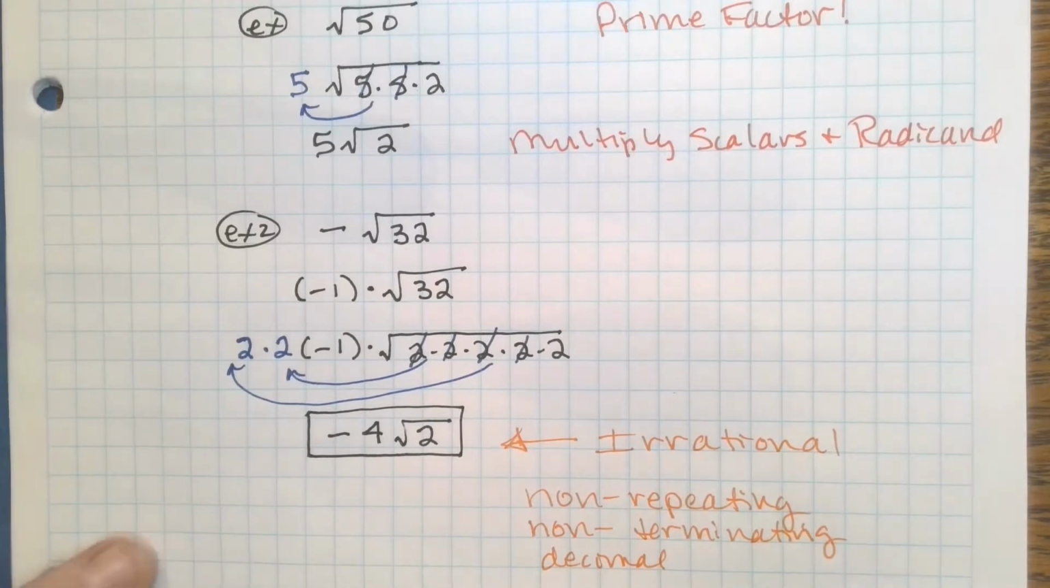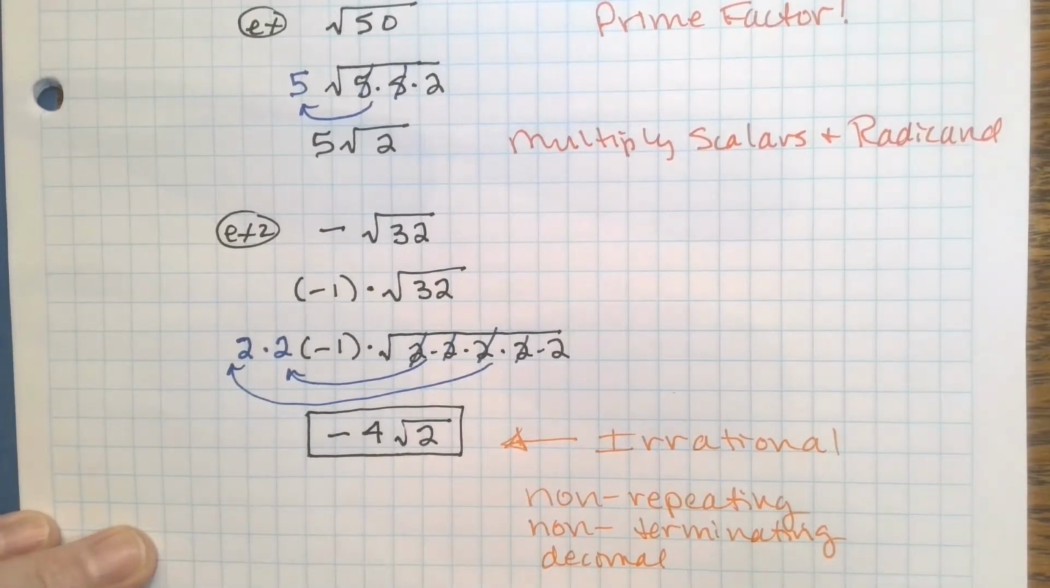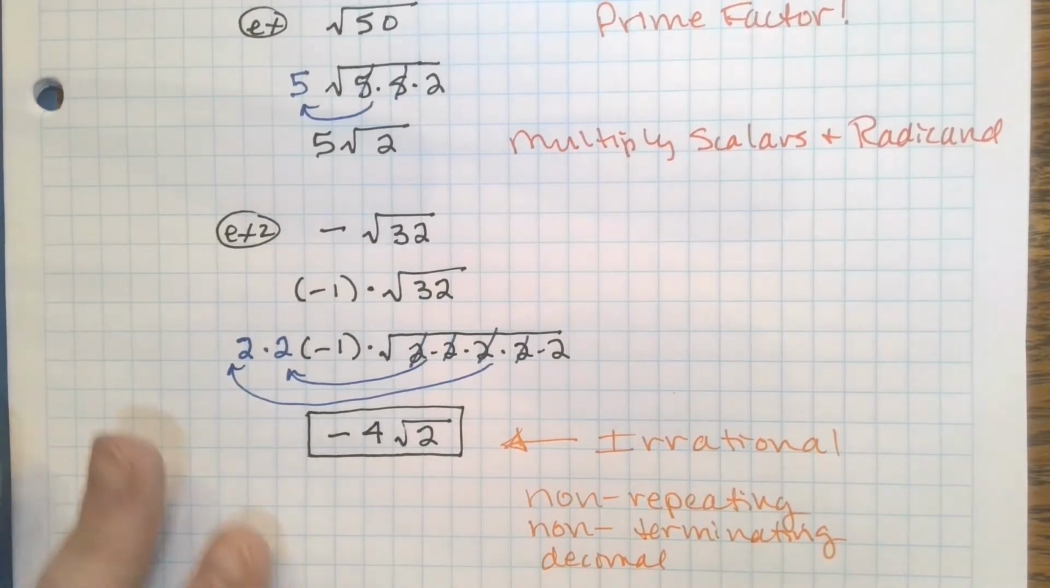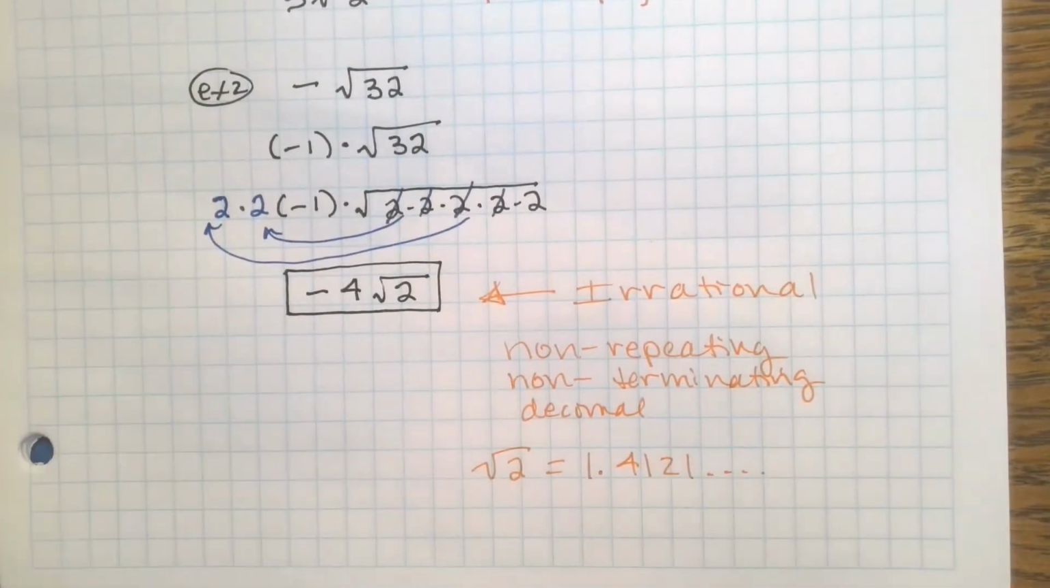And you can check that on your calculator. Radical 2 ends up being something like 1.4121, and then it just keeps going. So this would be an irrational answer if that's what they're looking for.